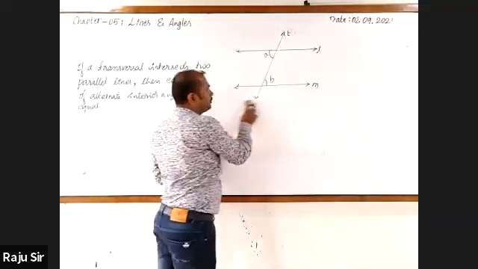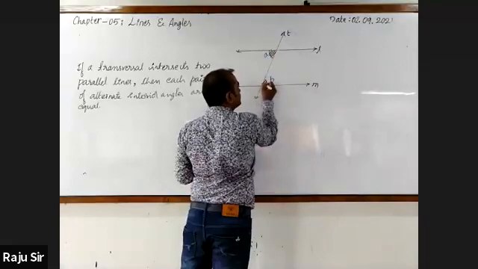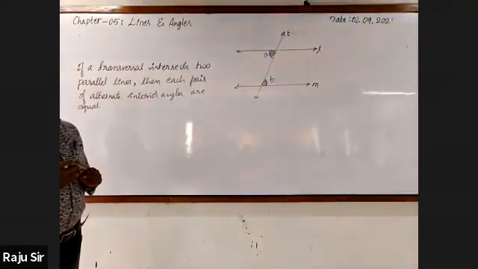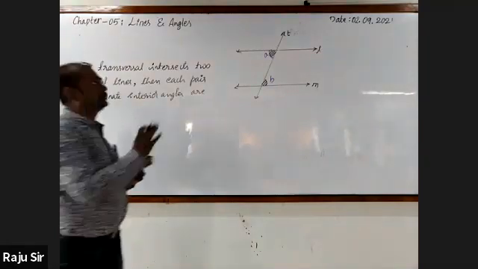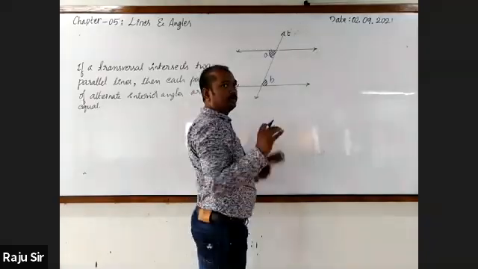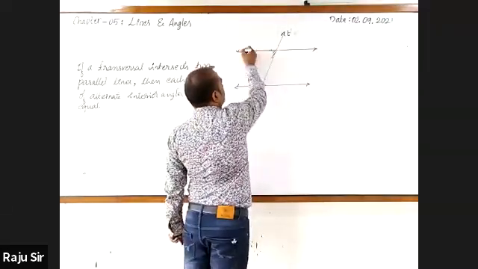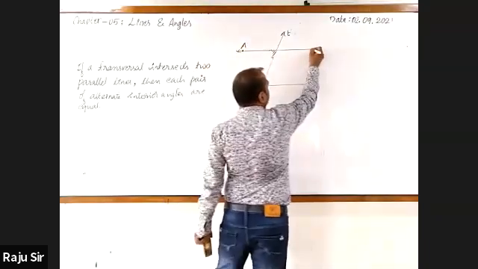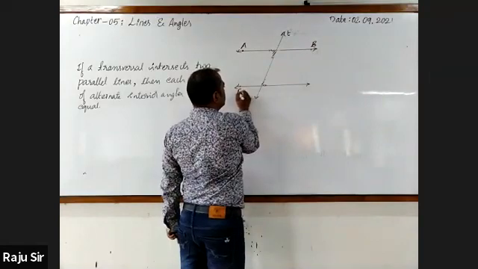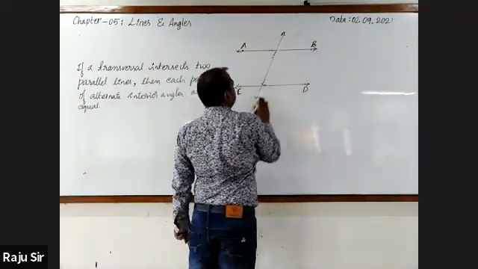Now, we can also prove this statement, that is, these alternate interior angles are equal. We can prove that. So for proving purposes, I am going to give particular names to these lines. This is line AB. This is CD. Transversal EF.